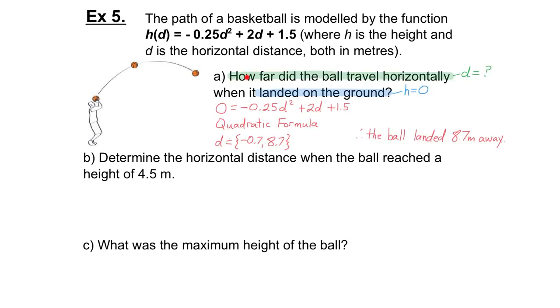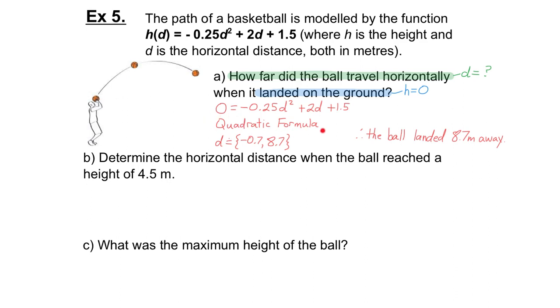For the first part, it's asking us how far did the ball travel horizontally? Well, that's D. We don't know what it is. When it landed on the ground, well, the height is 0 on the ground. So if we know the height is 0, replace the height with 0, and we can solve for D.